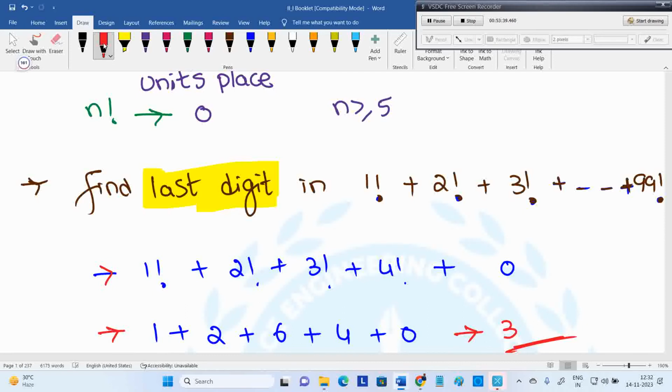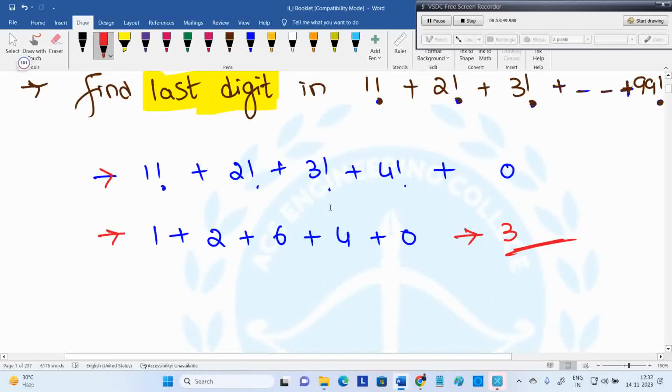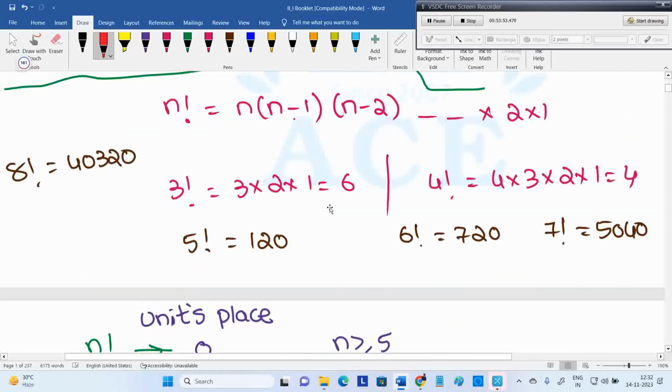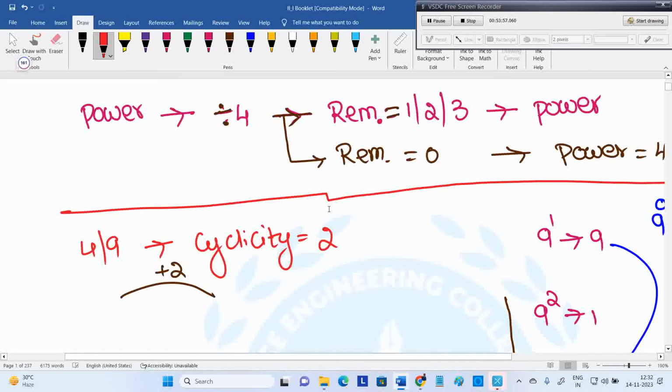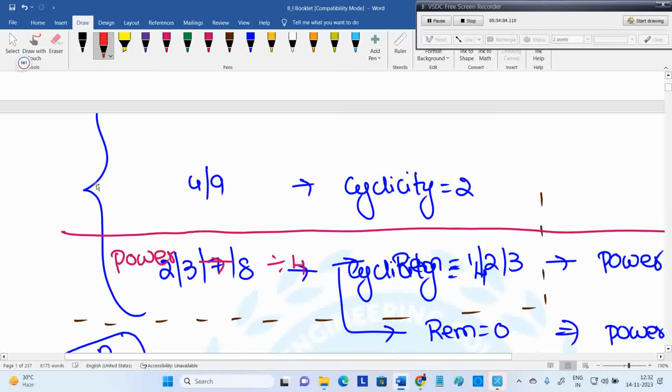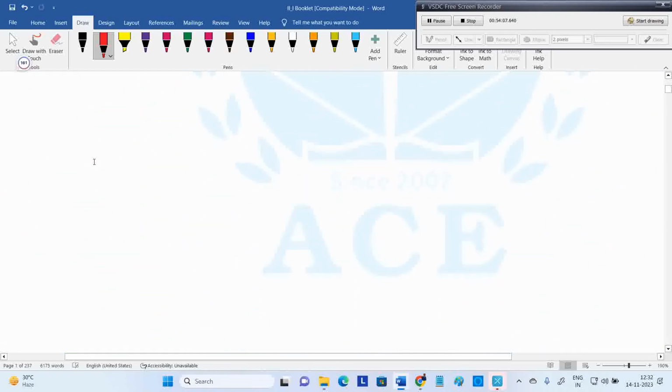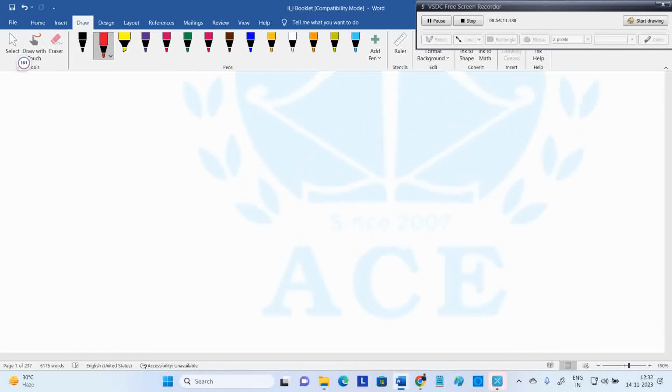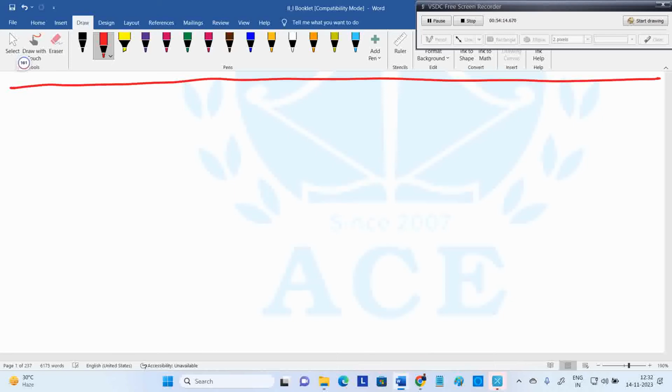Right. Now the next concept is that we have to focus on factors or divisors. Factors are divisors. So far we came to know only one concept, the units place or last digit concept, where we discussed cyclicity of 4 and dividing and all those things, right? Now the next important thing is factors or divisors. So in factors or divisors, how to solve the question, or what is the basic thing?